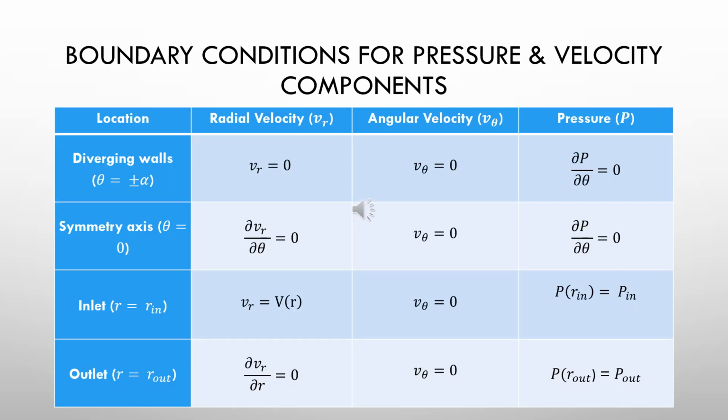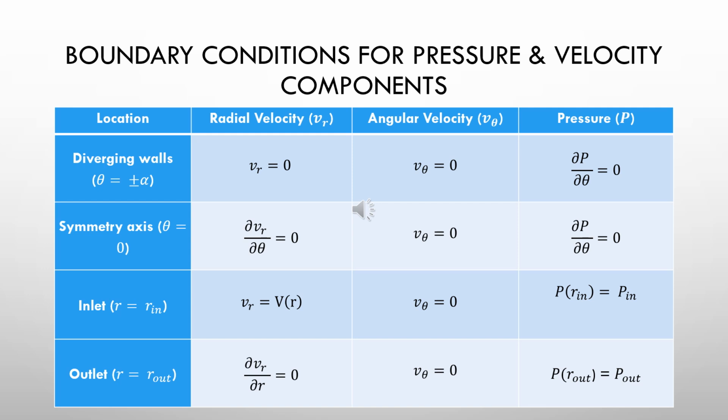Regarding the boundary conditions for pressure and velocity components, I have made the following table. So we're going to look at this and let the velocity field be in polar coordinates. So we have the radial velocity and angular velocity at the no-slip boundary conditions at the channel walls. This enforces that the fluid sticks to the channel walls, consistent with the viscous nature of the flow.